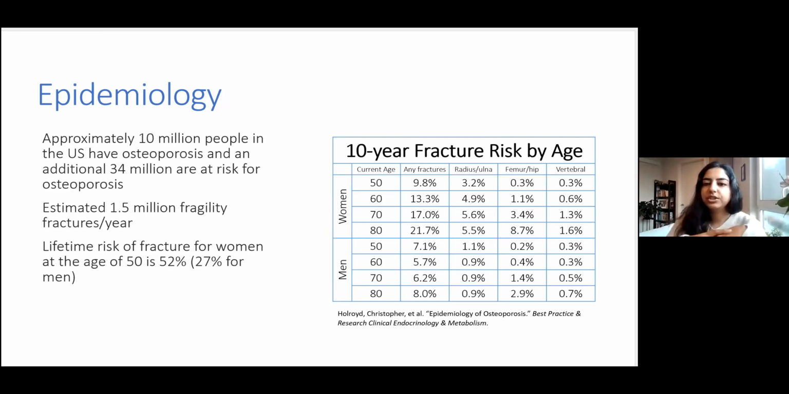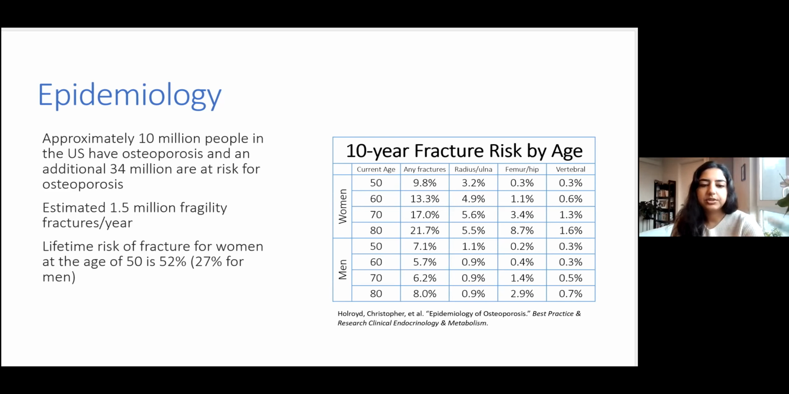But it also exemplifies this cumulative risk that happens. Just by virtue of your age, your risk goes up. You'll notice that the risk of fracture for men is less, but maybe a little more than a lot of us realize. A man at the age of 50 will have a 25% risk of fracture in their lifetime.